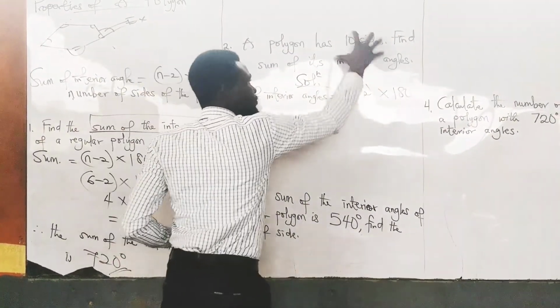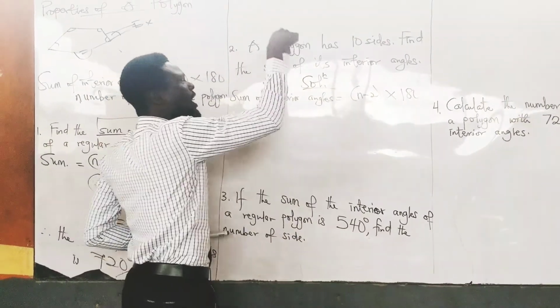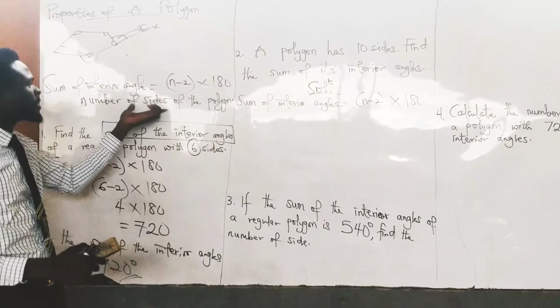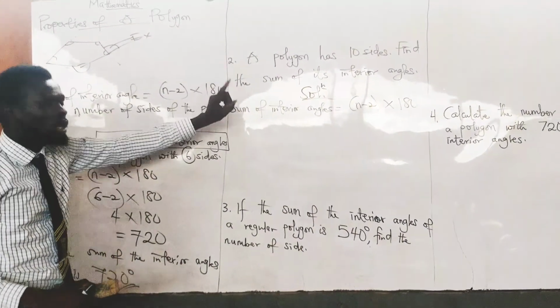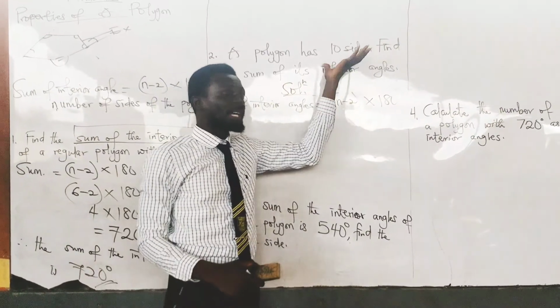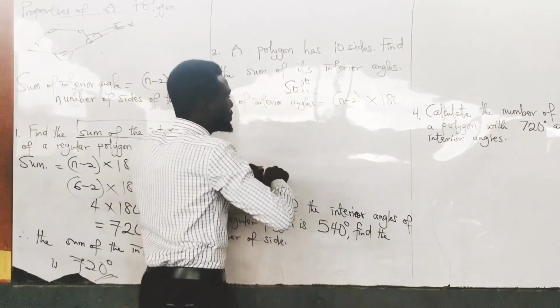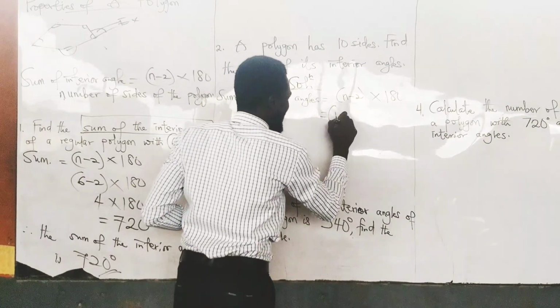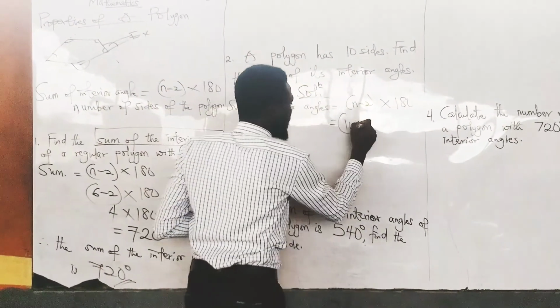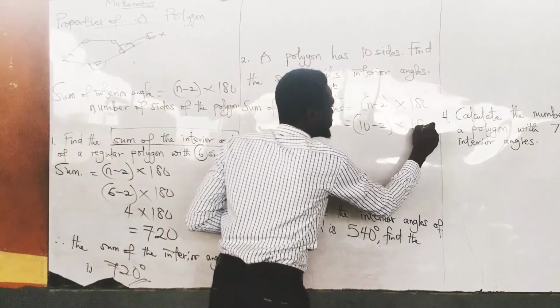What is n from the question? A polygon has 10 sides. We have been told that n is the number of sides of the polygon. So n from the question is 10. So I am going to substitute the n with the 10 and say 10 minus 2 times 180.